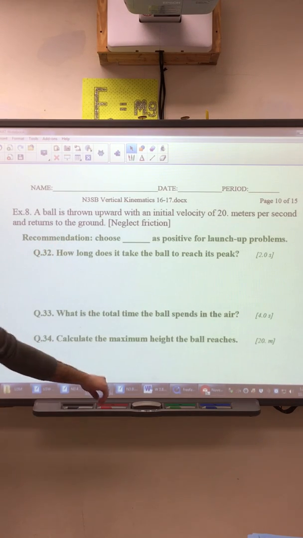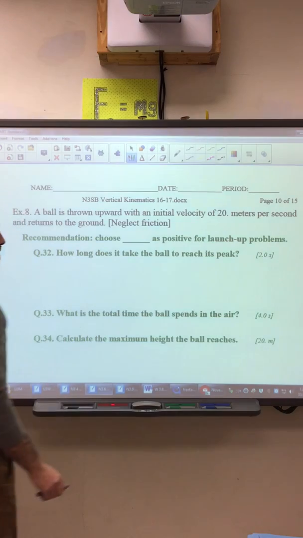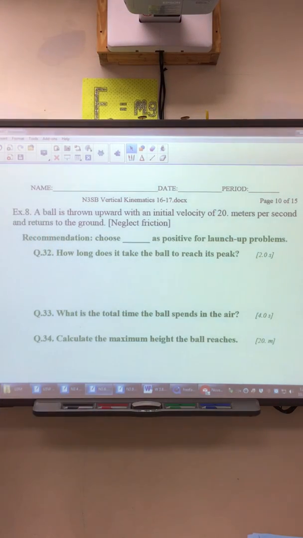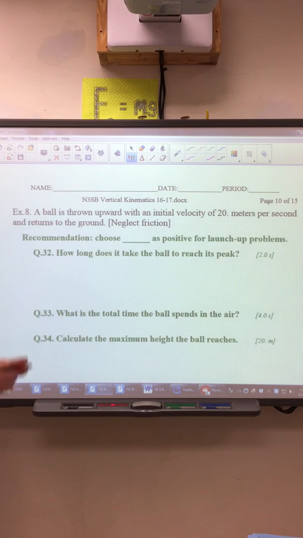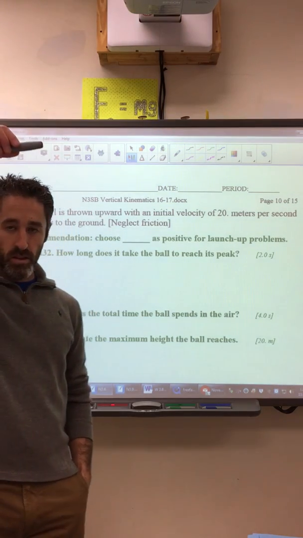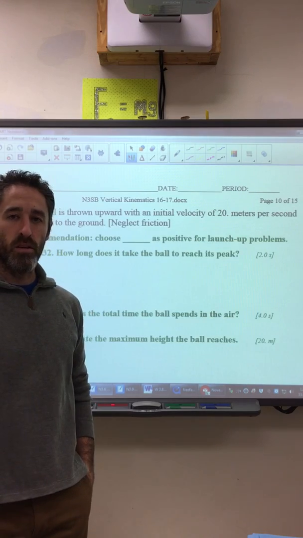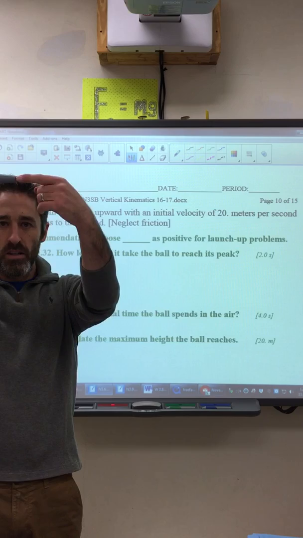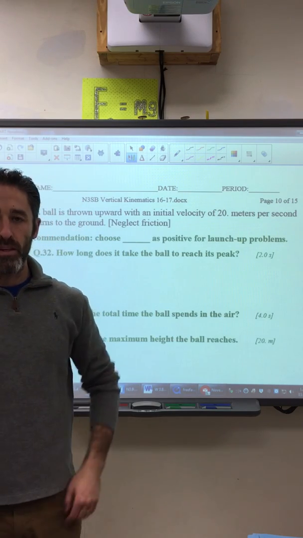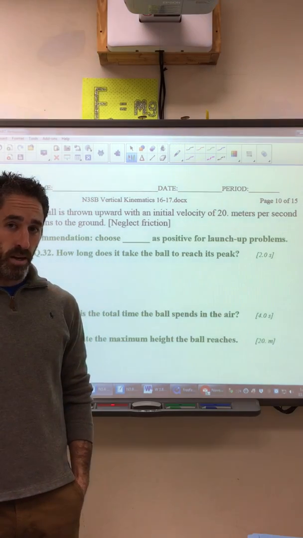Okay, now let's get busy on this one. Example 8, you throw a ball upward with a velocity of 20 meters per second. Wonderful. And it returns to the ground. Good. Now, what do we know about this? We have been choosing down as positive because it made sense. The drop problem. The acceleration, down. The displacement, down. The velocity, other than the initial, the velocity throughout the problem, down. It made sense to call down positive.